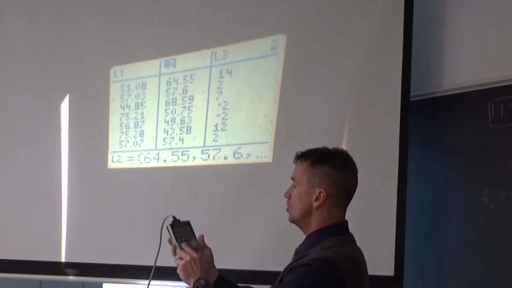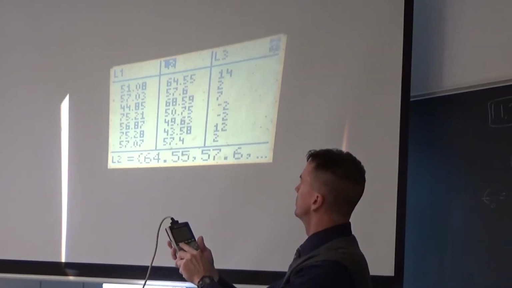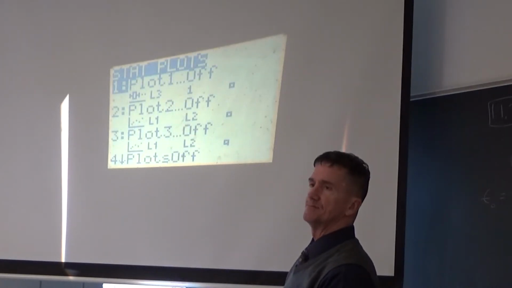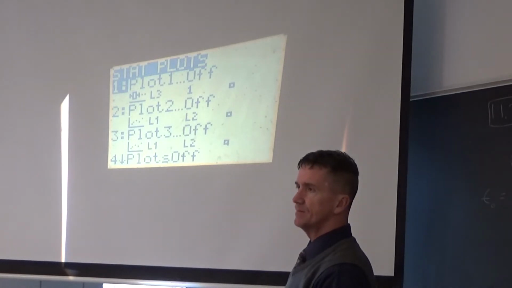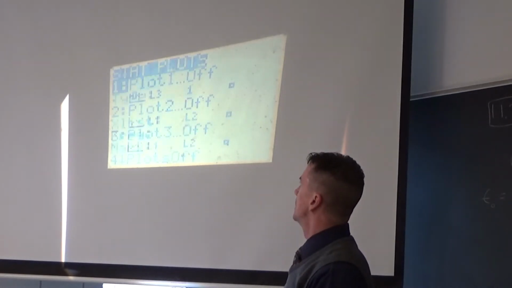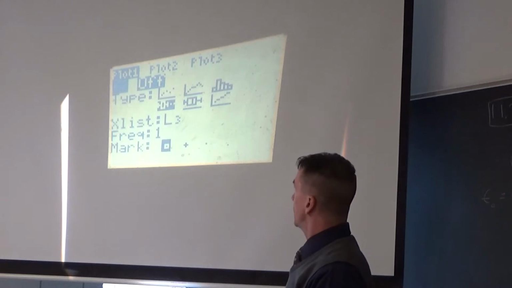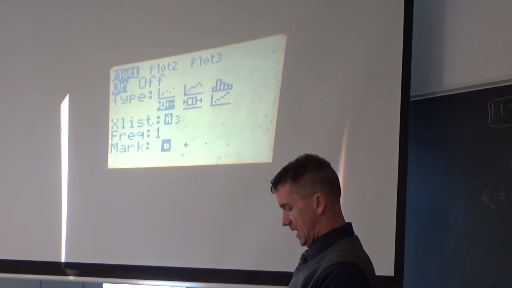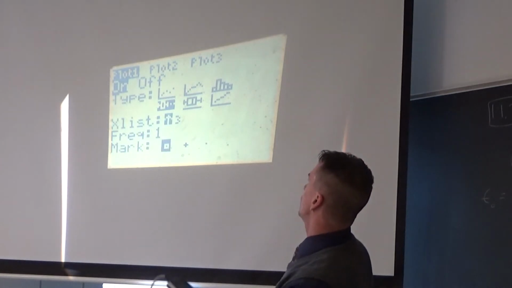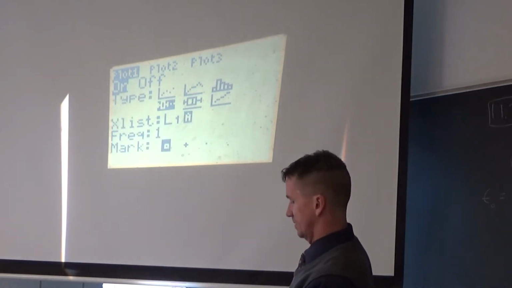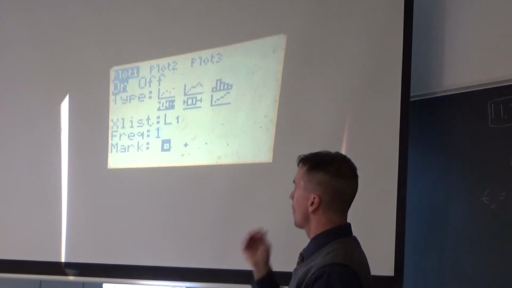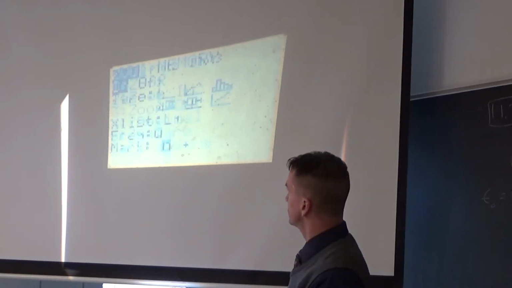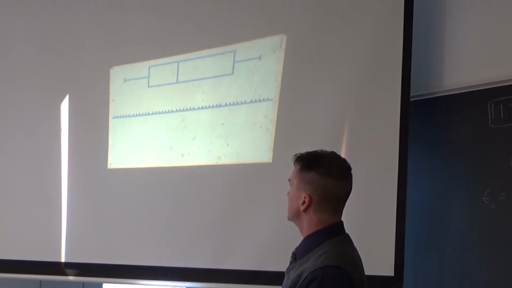But I'm going to go to 2nd Y=, which is Stat Plot, step 1. I'm going to go here and just turn this on. And I'll go down here, Enter, so it's on a box plot. And I'm going to do L1 first. So I'm going to hit 2nd 1 on the calculator to get L1. The frequency is always 1. And I'll hit Zoom 9. And I see no outliers.